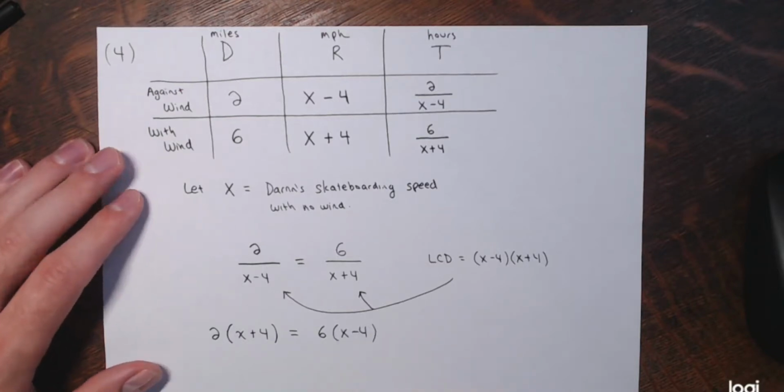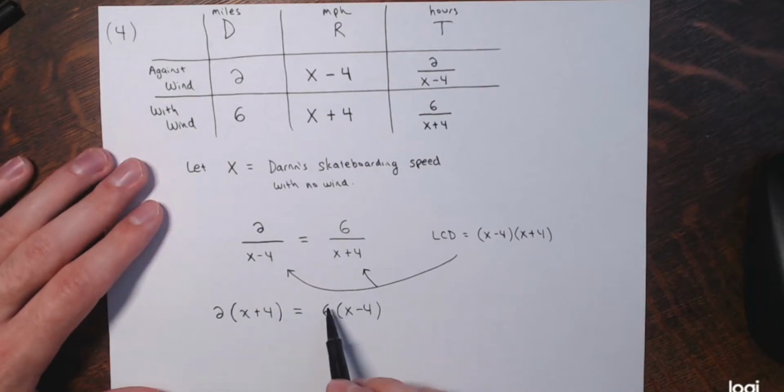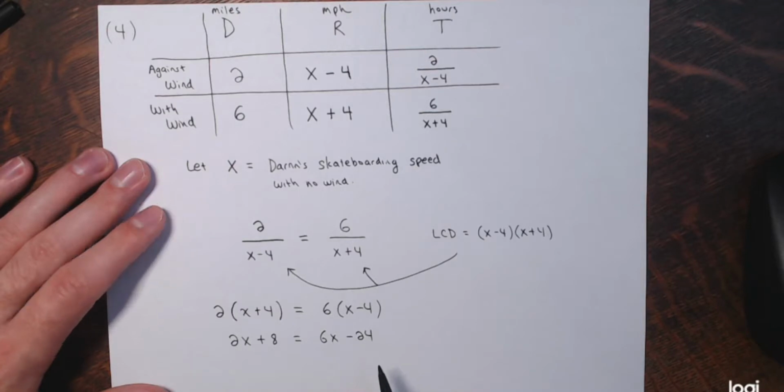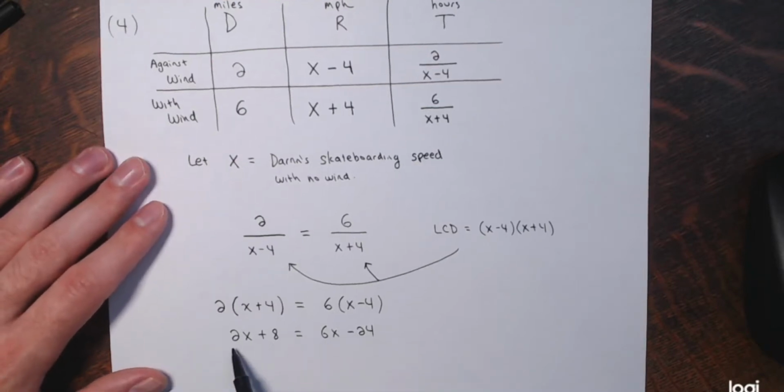Alright, distributing the 2, distributing the 6, we have 2x plus 8 on the left equals 6x minus 24 on the right. Subtracting 6x gives me negative 4x on the left. Subtracting 8 would give me negative 32 on the right. And then dividing by negative 4 would give me x equals positive 8.